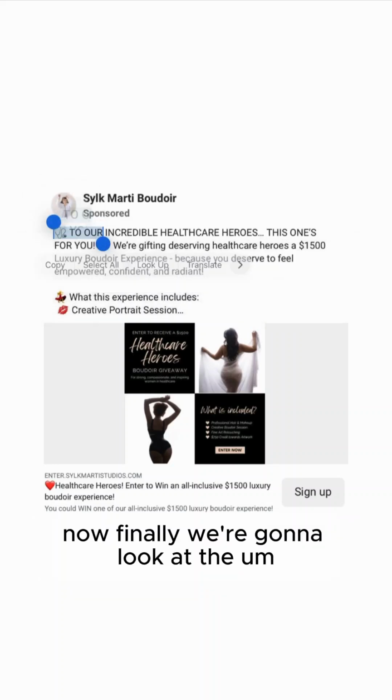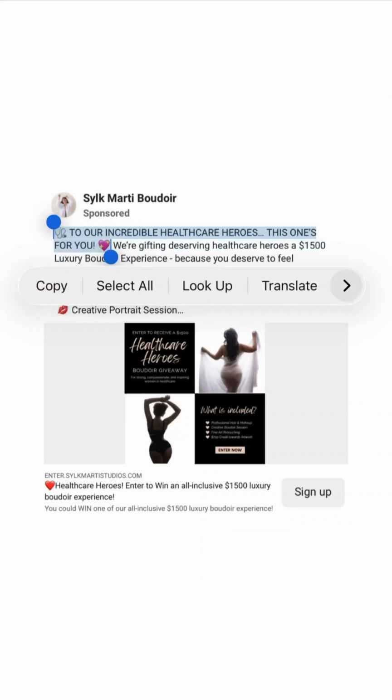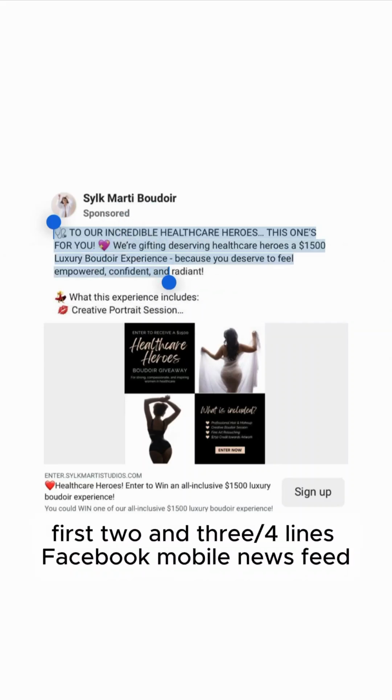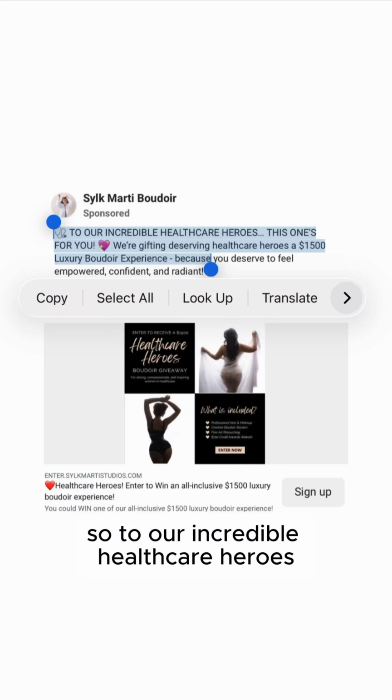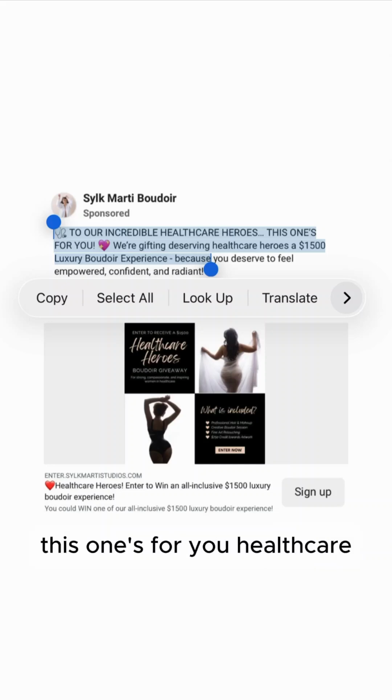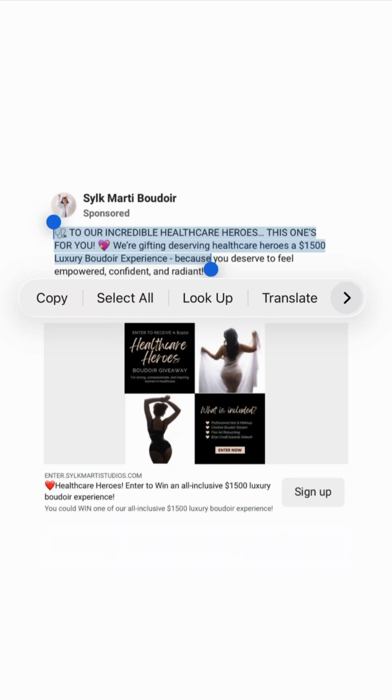Now finally, we're going to look up here. See more headline first 2 3/4 lines, Facebook mobile news feed. This is the only thing that will show up actually on Facebook. So to our incredible healthcare heroes, this one's for you. Healthcare heroes for gifting. Does everyone have a $1,500 luxury boudoir experience?